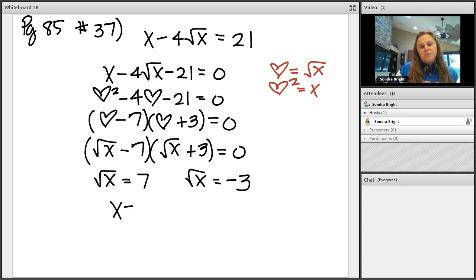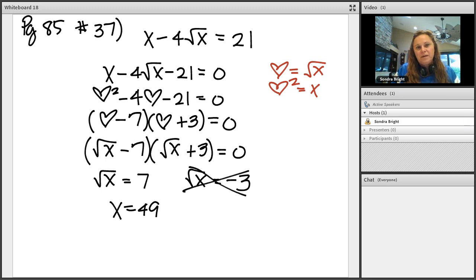And then squaring both sides, you'll get x equals 49. I know right now the square root of x has to equal positive, so I can throw this out. If you don't see that, then when you square it and you get 9, plug it into the x, right? You want to watch out for extraneous solutions. If you get x equals 9, 9 is not a solution, right?